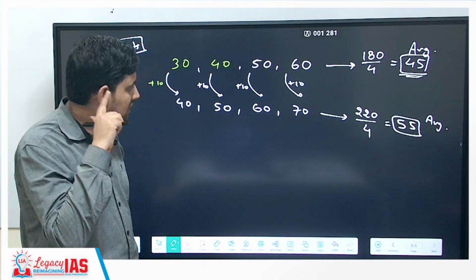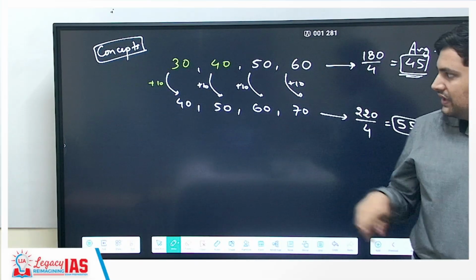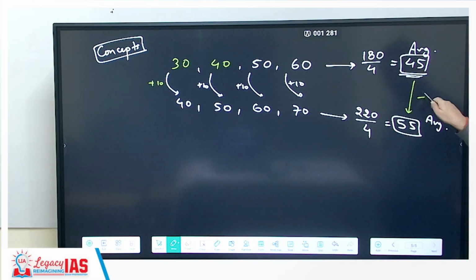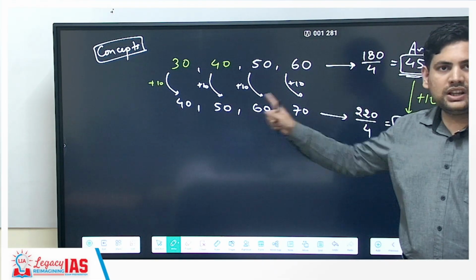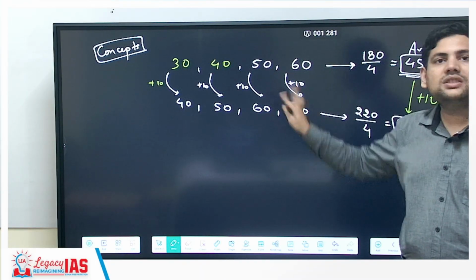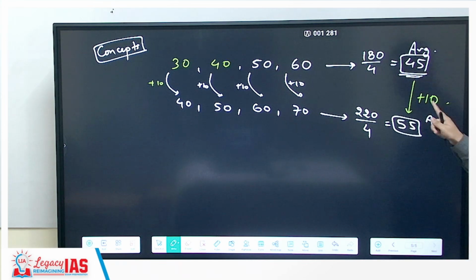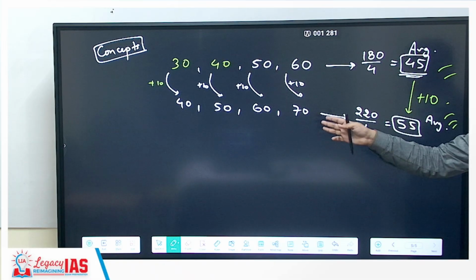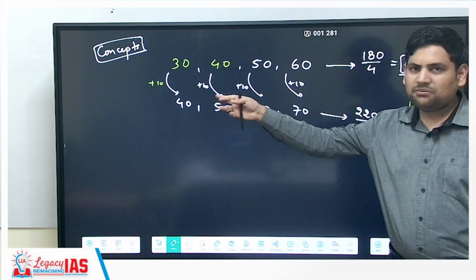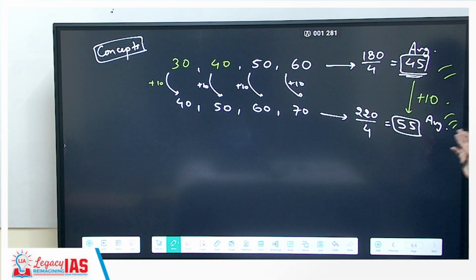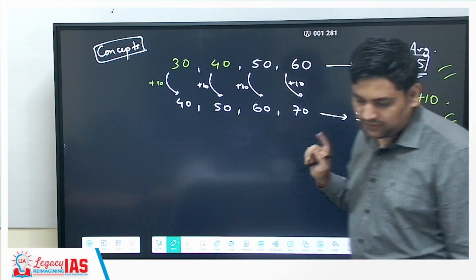Now, if you observe, when you increased all these entries by 10, the average also increased by the same quantity, that is 10. So if I am changing all the entries by some number, adding or subtracting or multiplying or dividing, the same operation takes place with the average also. So I need not find the value like this. Instead I saw that 10 is getting added to all of them, so I can simply add 10 to the average and that will be my correct answer. So the first concept is this.